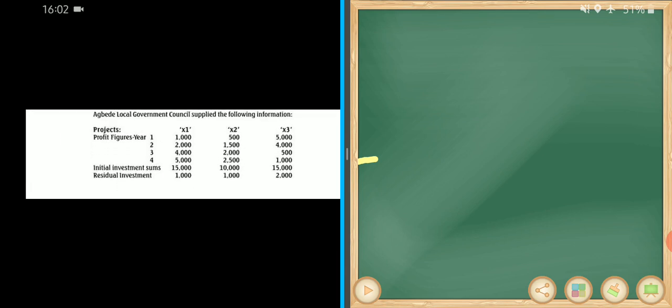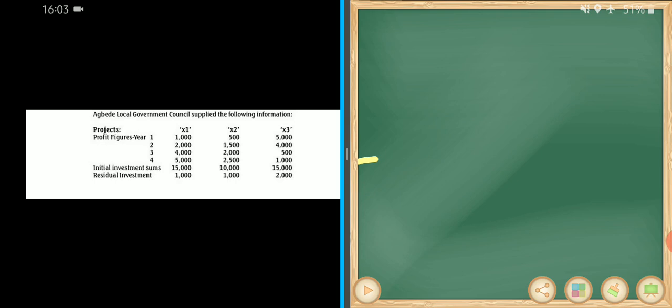So in the question, I'm just going to solve for project X1 for us, then we solve X2 and X3 by ourselves when we get the material. Just want us to get a clear picture on how to solve the question. All right, the first thing we should get is our average annual accounting profit.